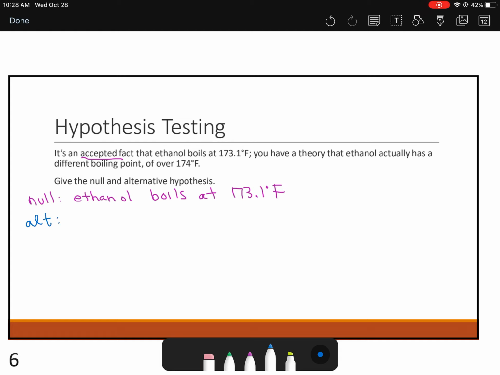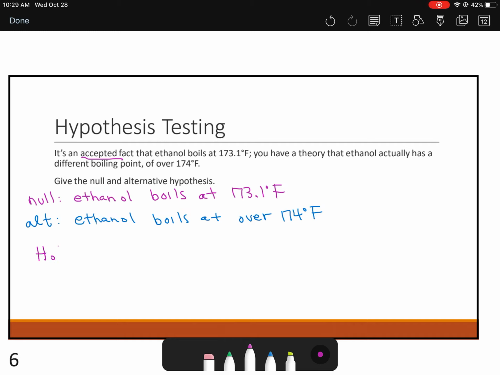The alternate would be ethanol boils at over 174. Okay, so that's great. We expressed it in words, but we need to convert this to math. So that's why that notation is so important.